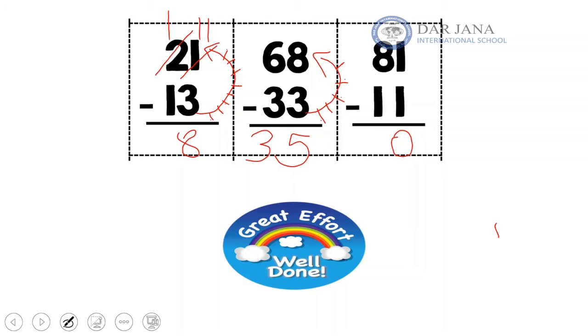Okay? Now, 8 minus 1 equals, you can count from 1 till 8. You can put 8 fingers, take away 1, so the answer will be 7. The answer is 70. Do you need to regroup here? No need to regroup.